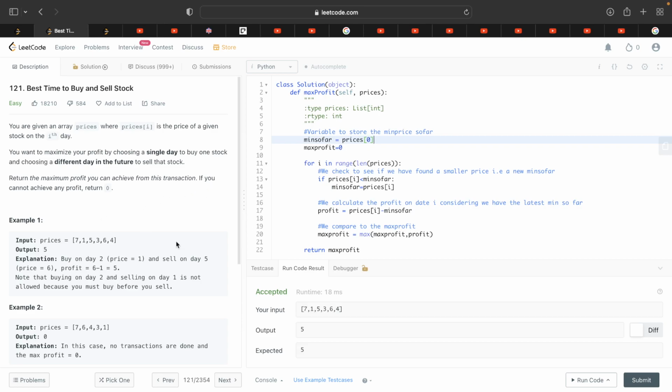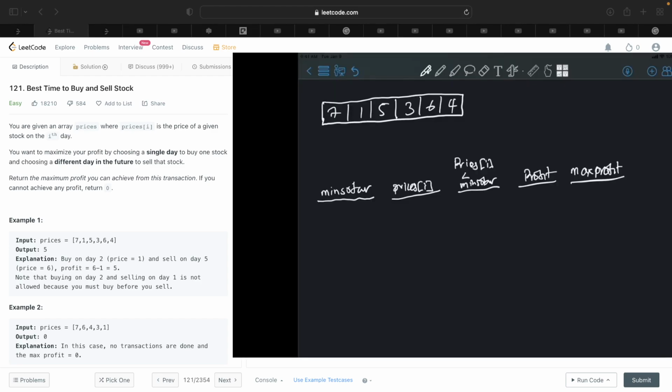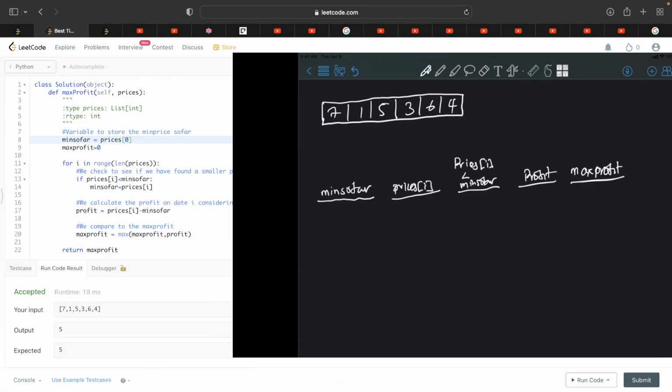And so let's do a trace of this. I'm going to pop it up. This is our input. The input we're going to use is 7, 1, 5, 3, 6, 4. As you can see, it's not sorted, there are highs and lows, and that's why maintaining a min so far works. So I'm going to push this code back here so that we can have a look at our code.